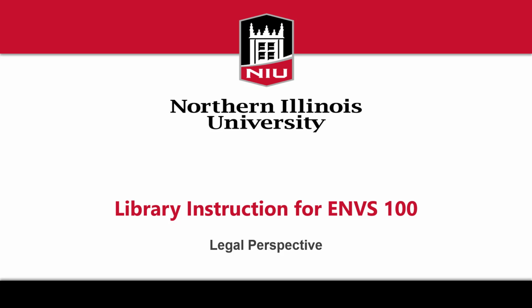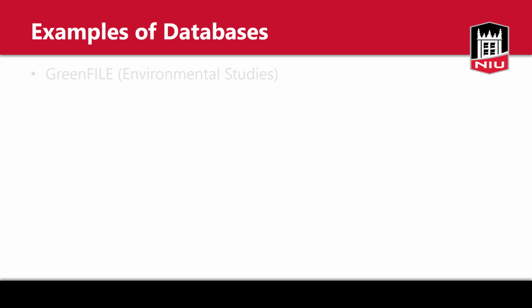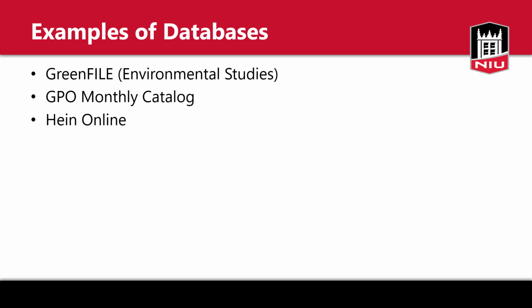Welcome to the library tutorial for Environmental Studies 100 for topics from the Libguide perspective. In this tutorial, you will learn how to search your topic and find articles in databases. These are examples of databases that can be found in the Environmental Studies Libguide under the Article Databases tab or in the A to Z list.